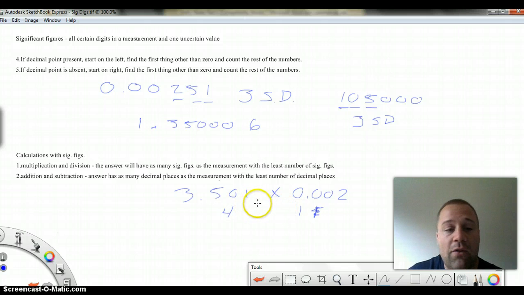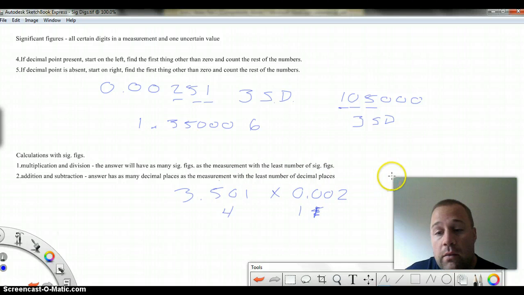For addition and subtraction, you're going to look at decimal places. This really doesn't get used a whole lot for us during the year, but I'll show you it real quick. Let's say you have something like 15.23 plus 2.1. Because I can actually do this one in my head, that is 17.33.